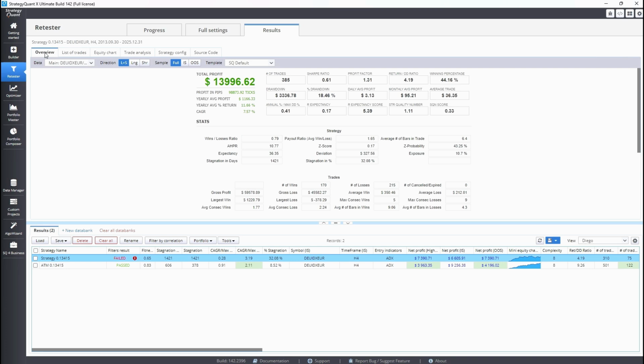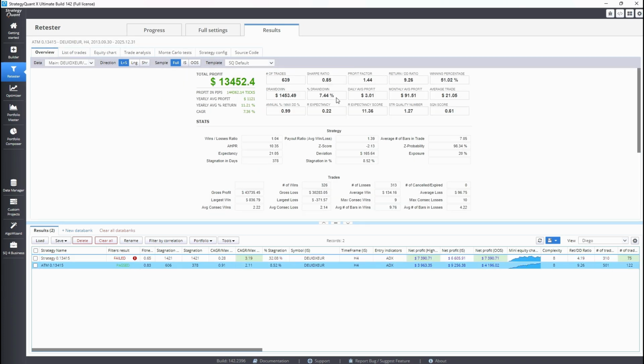Let's go to the overview. In the one that doesn't have ATM, you see that we have a drawdown of 18%. Same period of time, same money. And the other one has a drawdown of 7.44. So this is a very interesting functionality of StrategyQuant.